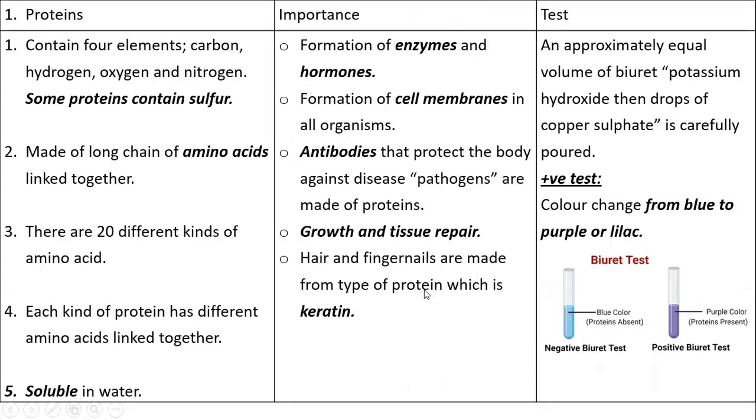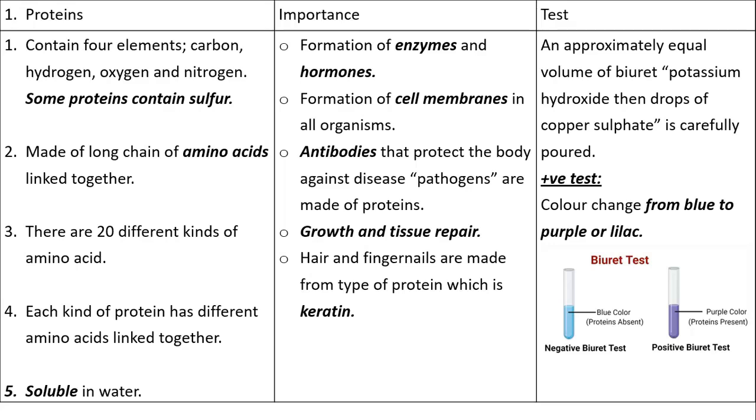And let's move to proteins. Proteins contain 4 elements: carbon, hydrogen, oxygen, and nitrogen. And also some proteins contain sulfur. What are they made from? They are made from long chains of amino acids.